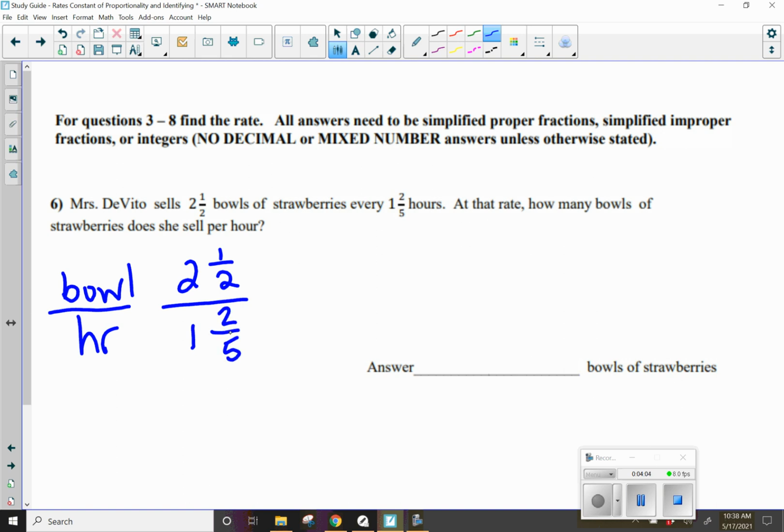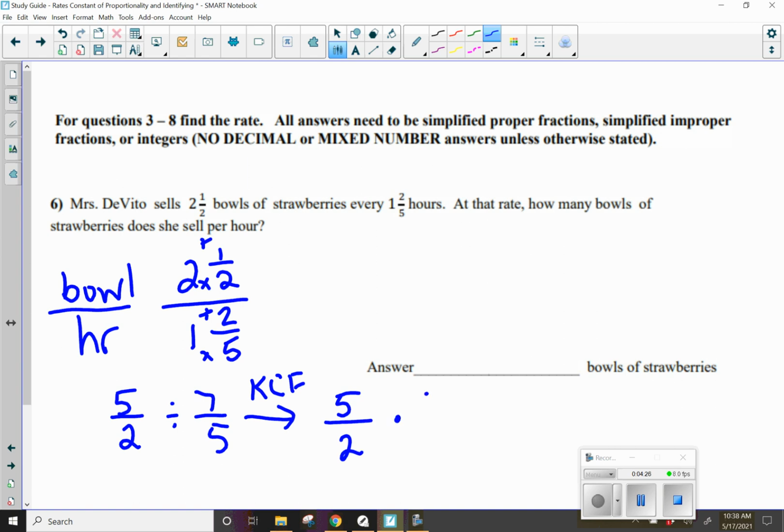We have to convert them to improper fractions first. So that's going to leave me with 5/2 on top divided by 7/5 on the bottom. Next, we want to keep, change, flip. And that leaves us with 5 times 5 on top, which is 25, and 2 times 7 on the bottom. I cannot simplify 25/14, so your answer is 25/14 bowls of strawberries.